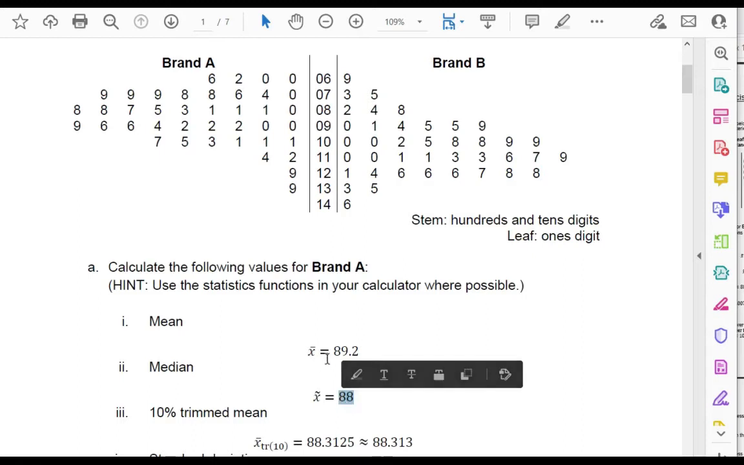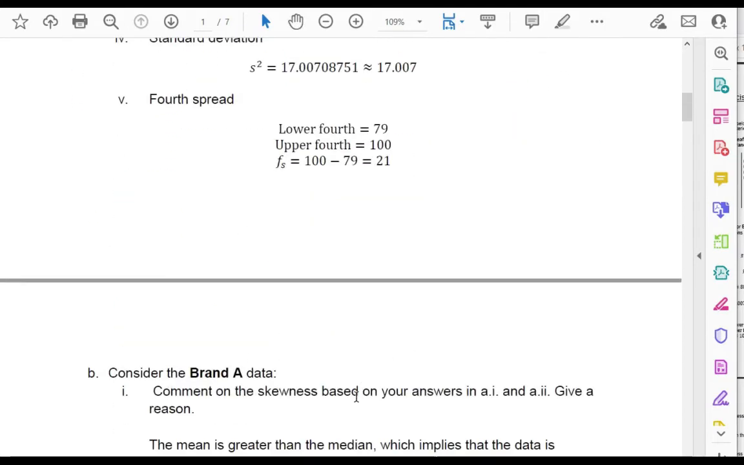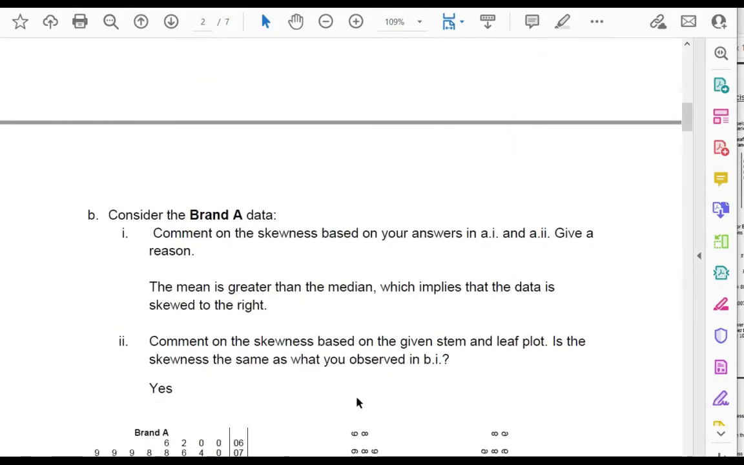And when you have a mean that is smaller than your median, then we'll say that the data is skewed to the left, or negative skewed. So just remember that, and I've explained why that's the case. For B part 2, comment on the skewness based on the given stem and leaf plot. Is the skewness the same as what you observed in B1?